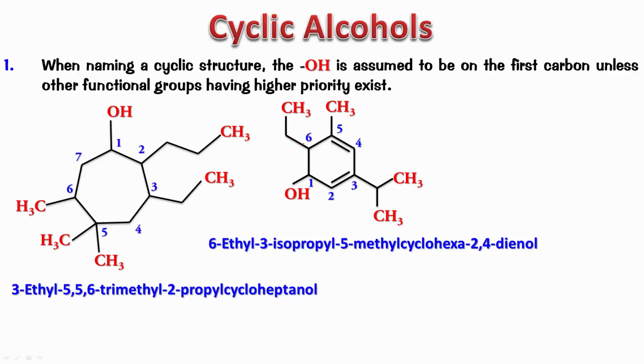So this is how you name cyclic alcohols. Even if you have bigger rings, or double and triple bonds, all the rules of naming of cyclic alkenes and alkynes have to be used. If you want, you can check up the video on cyclic alkenes and alkynes to make sure that you're able to get the numbering right. So I hope this video helps you in understanding the naming of cyclic alcohols. Thanks for watching.